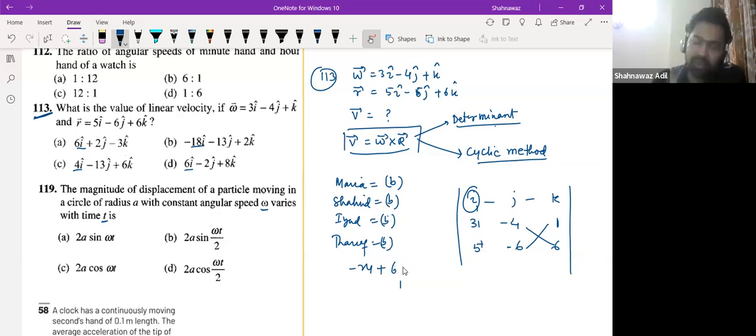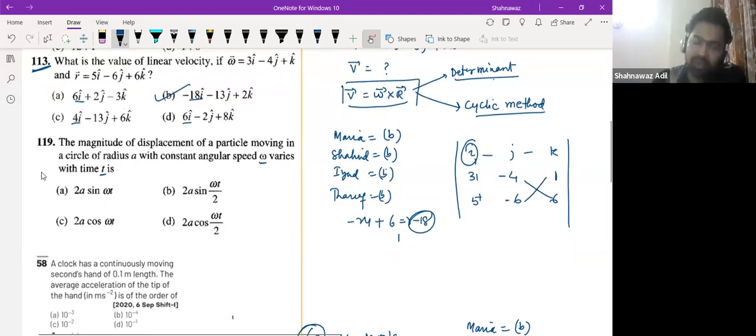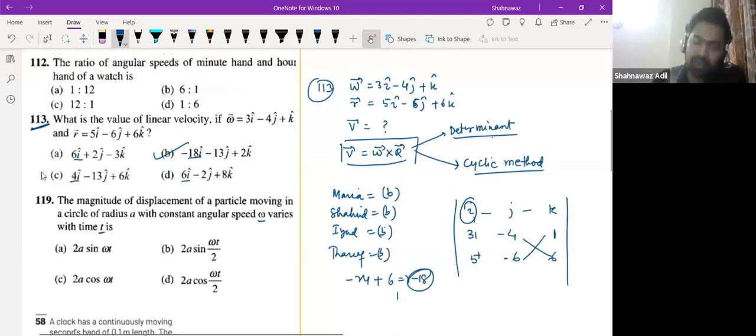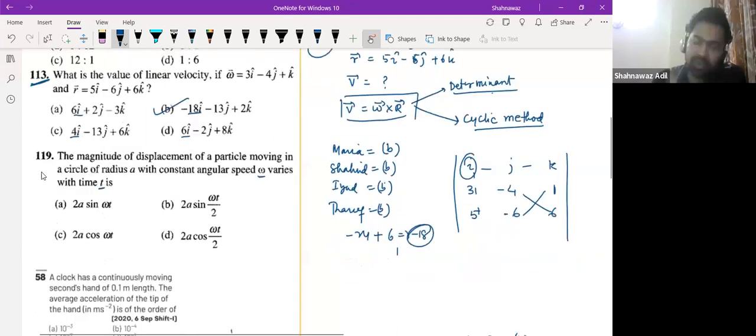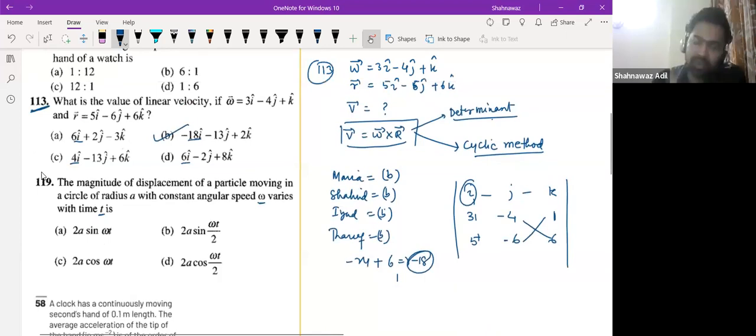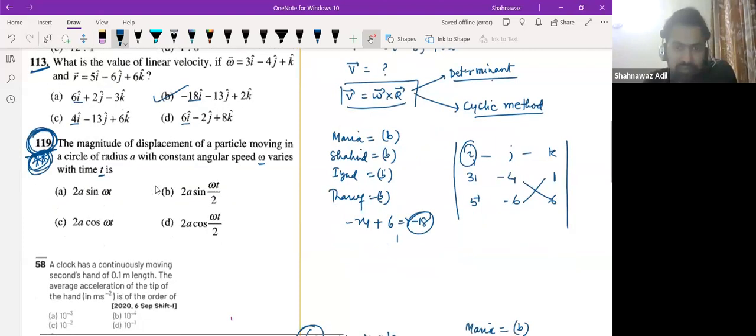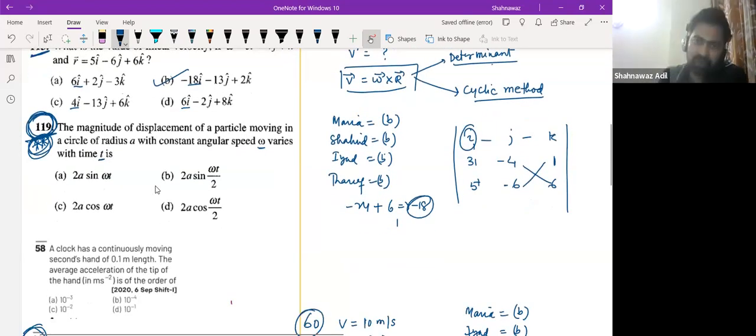We'll start laws of motion as well. So this could find out the displacement, right? The magnitude of displacement of a particle moving in a circle of radius A with constant angular speed omega varies with time t. So you guys have to find out this thing, right? This is a very important question. Try this at your home and I'll ask this question in the next class. Take the screenshot of this question. Yes, taken everyone.